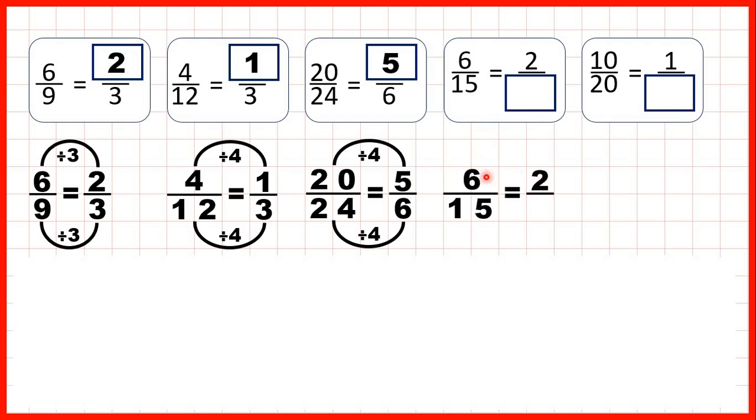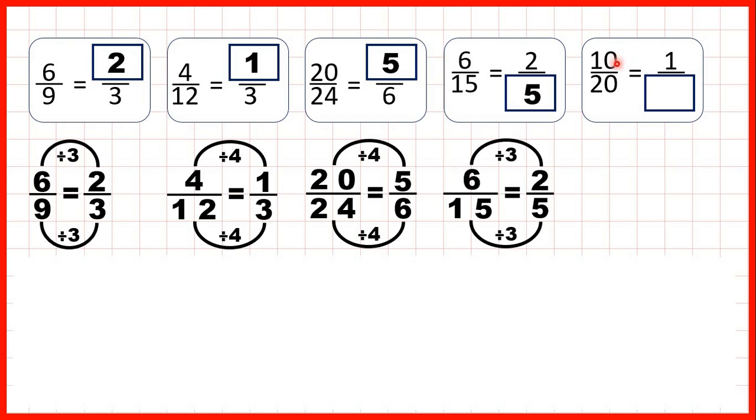We can see, if we look at the numerators, 6 divided by 3 is 2, because 2 times 3 is 6, and here, what we've done to the numerator, we need to do to the denominator. 15 divided by 3 is 5, because 5 times 3 is 15, so 6/15 is equivalent to 2/5.